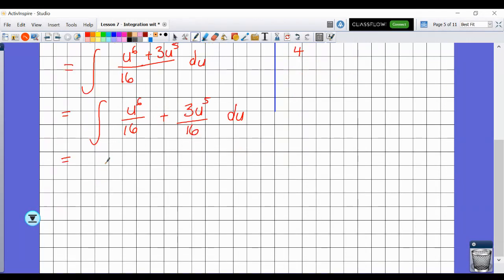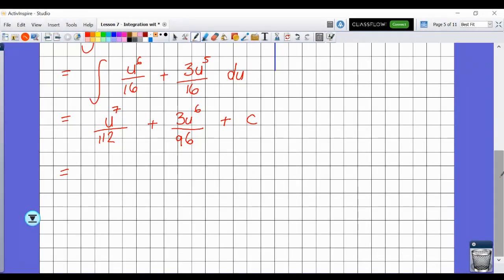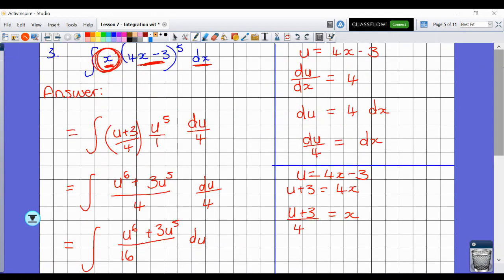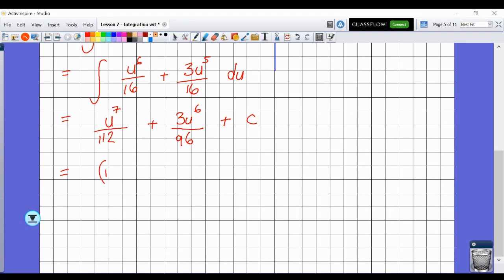Okay, so if you increase the power here, you get u to 7. If you divide by the new power, you've already got 16 on the bottom. So 16 times 7, you can calculate it just for quickness, gives you 112. Same here. So 3u, increase the power, divide by the new power, 16 times 6 is 96, plus c. Now, it's common just to stop at this line and think, right, we're done. We're not actually done because we've still got it in terms of u. So let's change that. So it's 4x minus 3. So (4x minus 3) to 7.